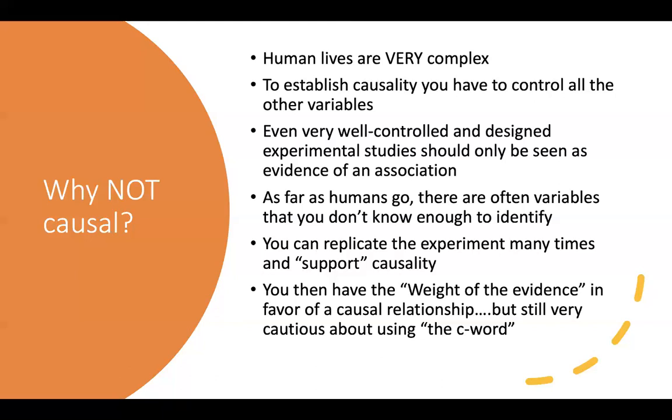So replicating the experiment means you're doing it over and over again. If you replicate it and you keep getting the same results, then it does seem more likely that the results that you found are accurate. Then you have the weight of the evidence, but you may not be able to yet say that you are 100% sure that it is causal. A lot of people use causality at that point, and it's justifiable. I get it. If you're just going to be really, really nitpicky, it is much easier to say, yeah, most of these studies are really association studies.